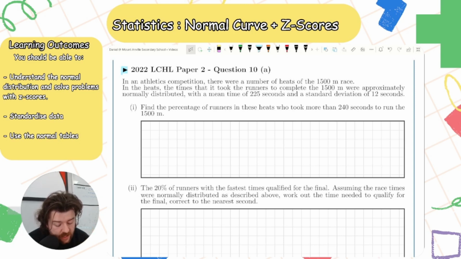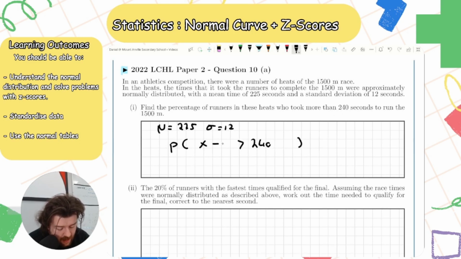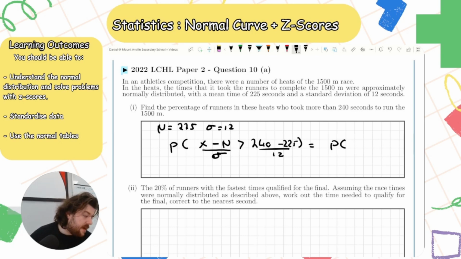So again, population mean time of 225, standard deviation of 12. So it took more than 240. So x is greater than 240. So minus the mean, standardize it. That would be the probability that z is greater than 1.25.